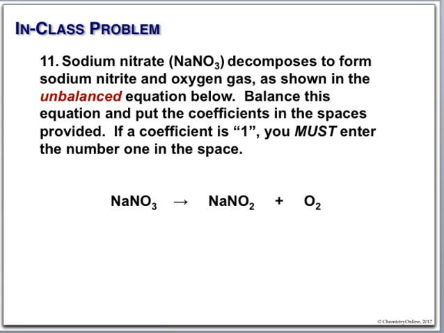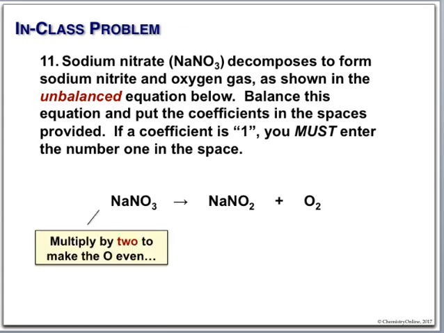Now, there are lots and lots and lots of strategies to balance equations. One of them that I recommend is the odd and even thingy. Here we have odd oxygens, here they're even. They must be the same on both sides. So let's make this guy even by putting in a factor of 2. That'll give us 6, that's an even number.